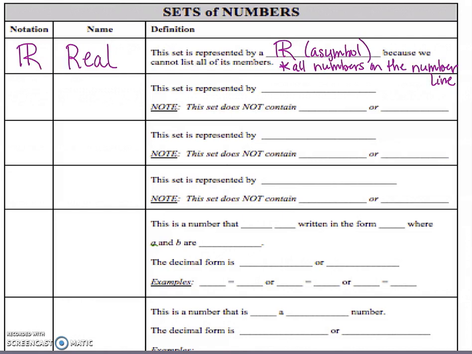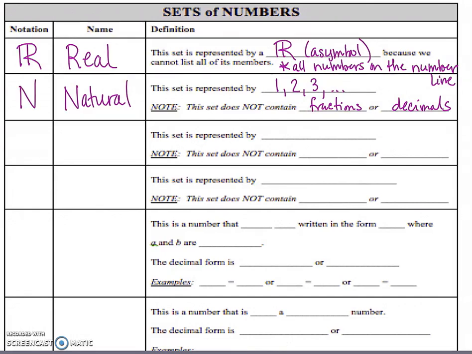So the next set of numbers within the set of real numbers is going to be the natural numbers. Another way that natural numbers are referred to is as counting numbers, because it's the numbers that we use when we count objects. So 1, 2, 3, so on and so forth. Please note that this set does not contain any fractions or decimals. And we are going to abbreviate natural numbers, or notate it, with a capital N.